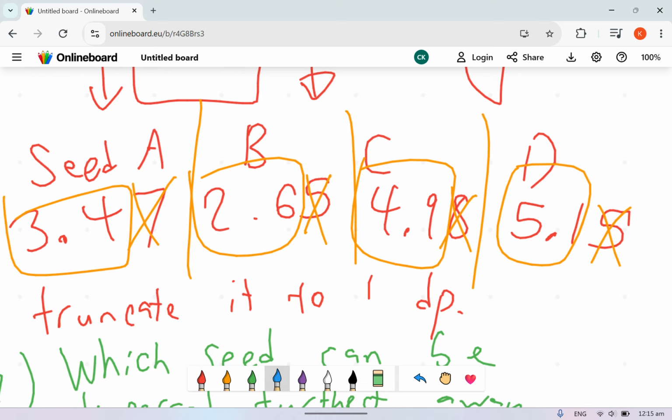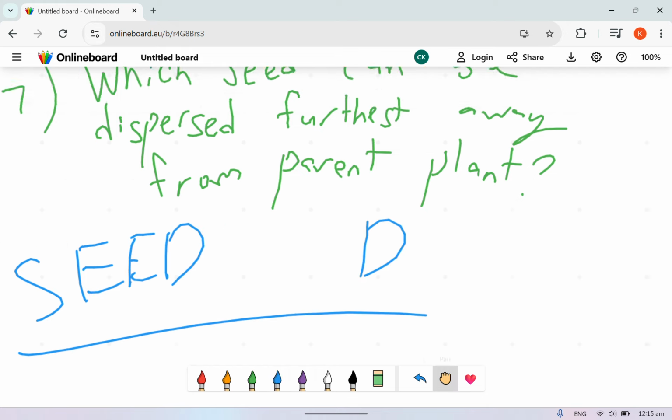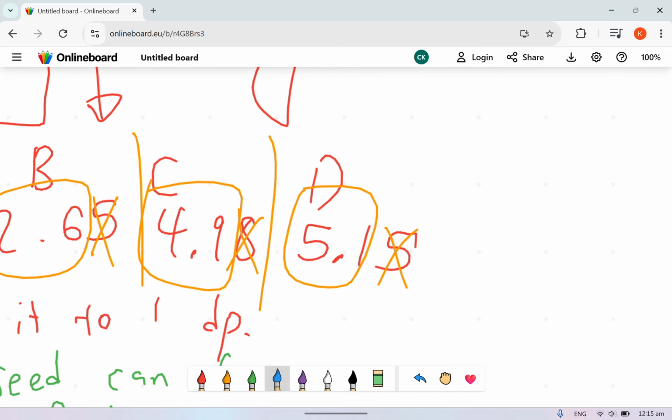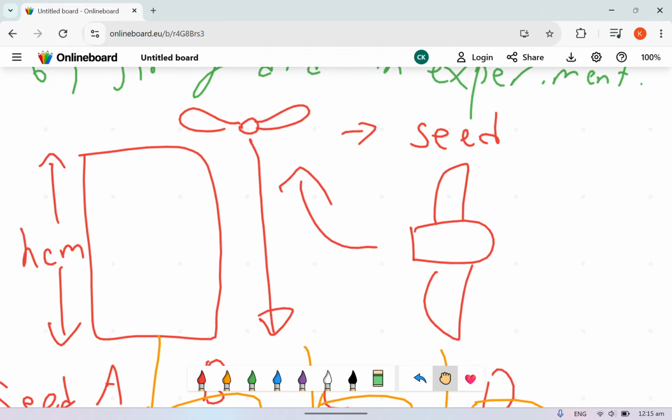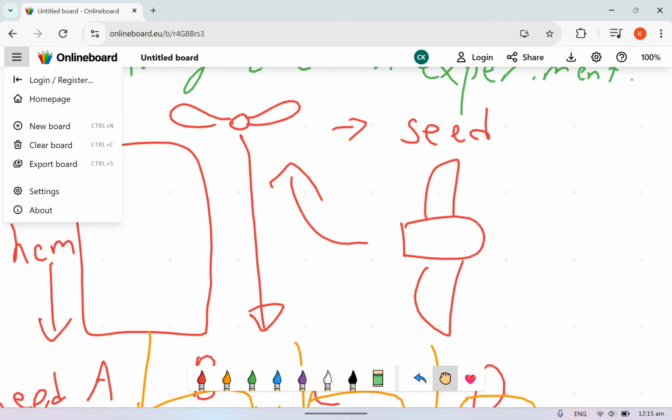So if you say seed D, congratulations, you are correct. Seed D answer. Because I'm sure you can all see with your eyes that seed D is the one that took the longest, and you want it to take the longest because it can drift in the air for a longer period of time. So that's why. Okay? Now let's do question 8. We're gonna have a total of 10 questions. Okay, so it's gonna be quick.